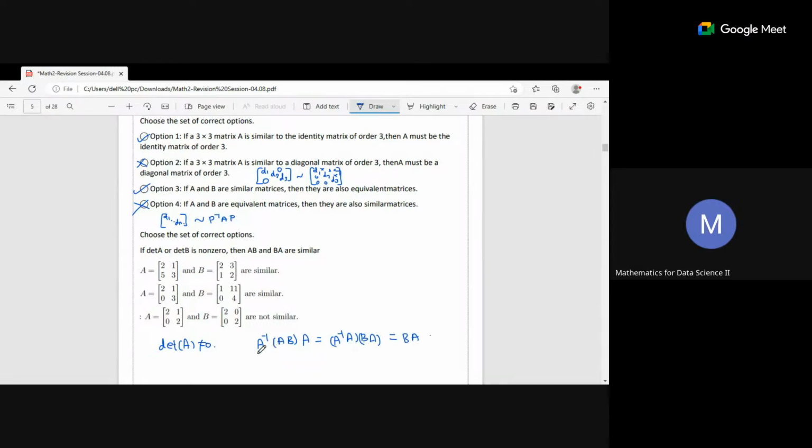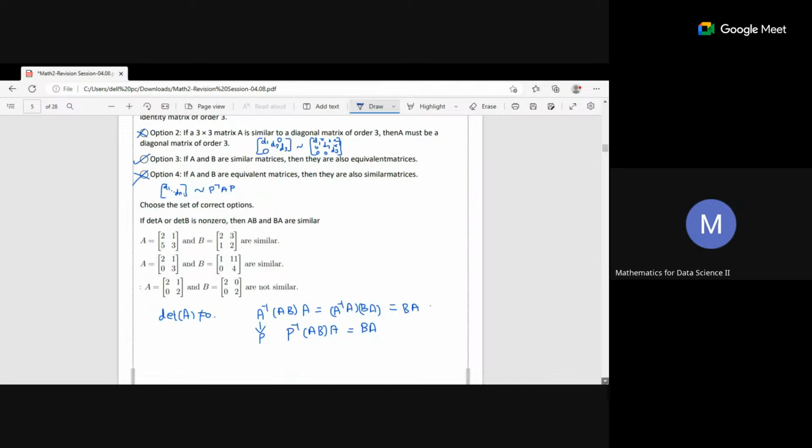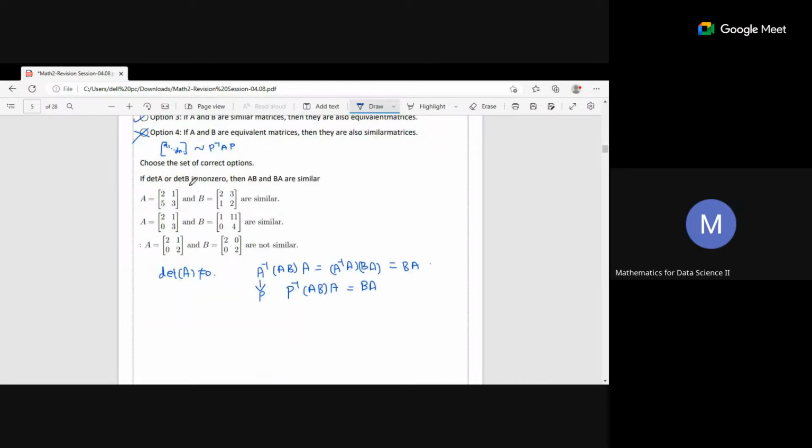So you see that this matrix A itself acts as your matrix P. So what have you done? P inverse AB into A is equal to BA. So you see that AB and BA are similar matrices. The same you can do if you take determinant of B non-zero; a similar argument can be made. So either if determinant of A is non-zero or determinant of B is non-zero, then AB and BA are similar. I guess one student asked this question only. Okay, so this is correct.